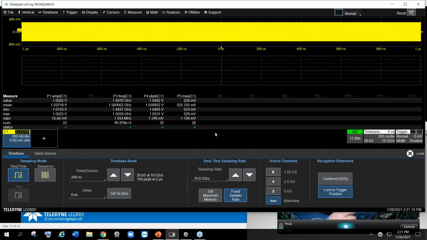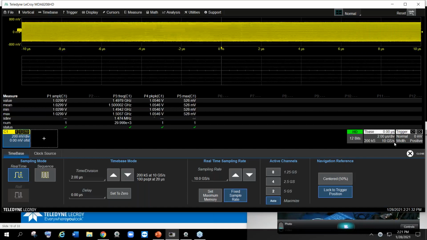But as we go for a wider time window, now 200 nanoseconds per div times 2 times 10 divisions, so we're at 2 microseconds now. We're going to need 20,000 points to maintain that sample rate. So you get the idea. Very important to watch these.